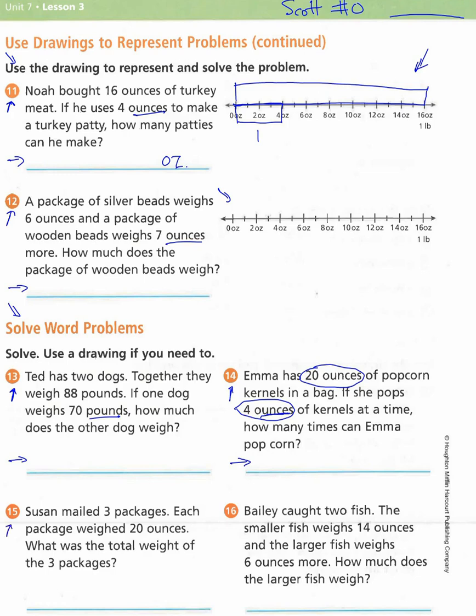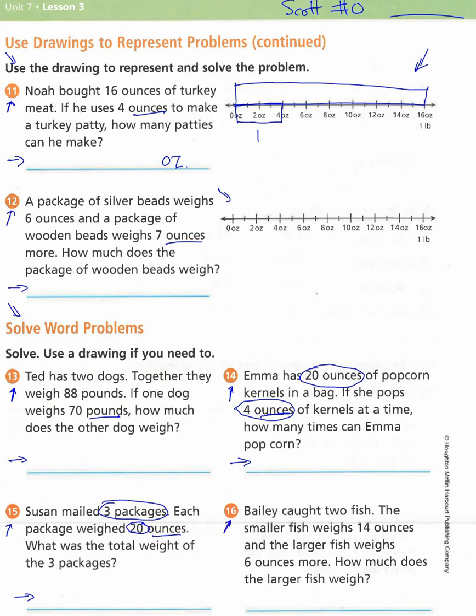All right, number 15. Susan mailed 3 packages. Each package weighed 20 ounces. What was the total weight of the 3 packages? So we have 3 groups, 3 packages of 20. 3 groups of 20. And our label is ounces. So you guys got this one. Go ahead and pause this video, write your equation and your solution. Don't forget, ounces is your label.